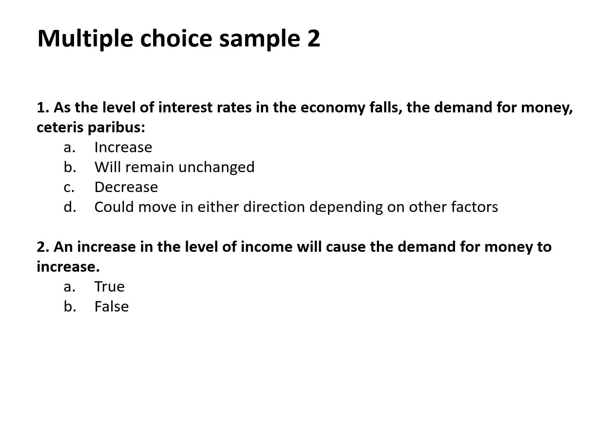As the level of interest rate in the economy falls, the demand for money, ceteris paribus, the answer is A, increase. So people want to hold cash and deposit accounts rather than, for example, investing in bonds and stocks whenever the interest rate is falling.